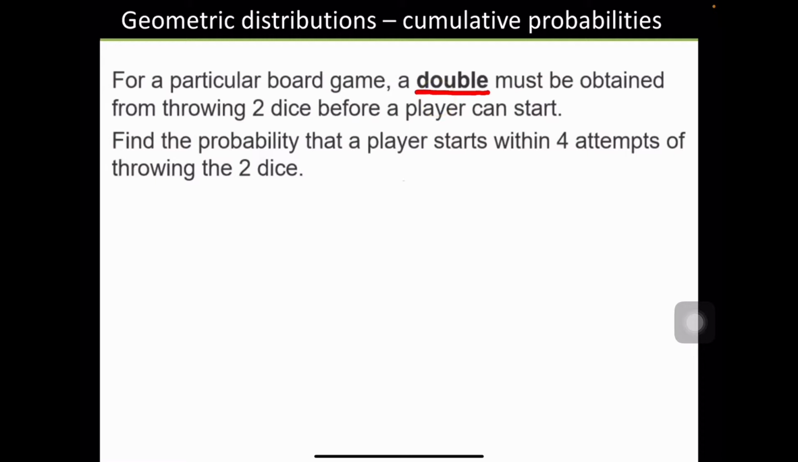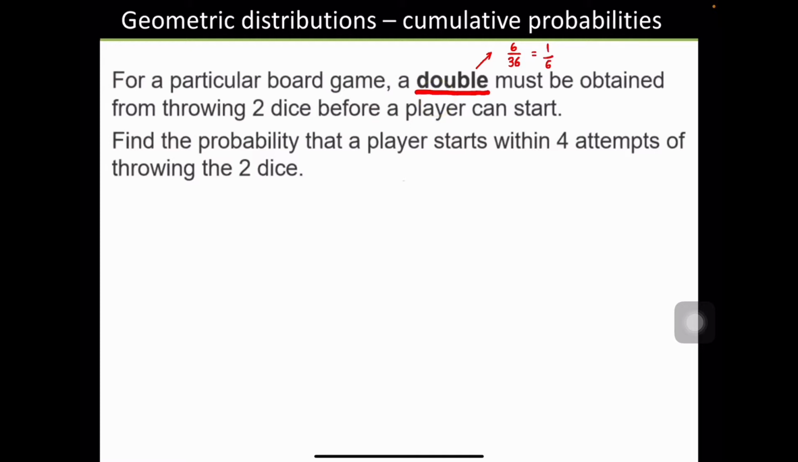So there are 6 different doubles we can obtain, and when you throw 2 dice, there are 36 outcomes in total, because you can get 6 and 1, 6 and 2, 6 and 3, 6 and 4, 6 and 5, 6 and 6, and so on and so forth. So 6 times 6 is 36. We can simplify this fraction to get 1 over 6.